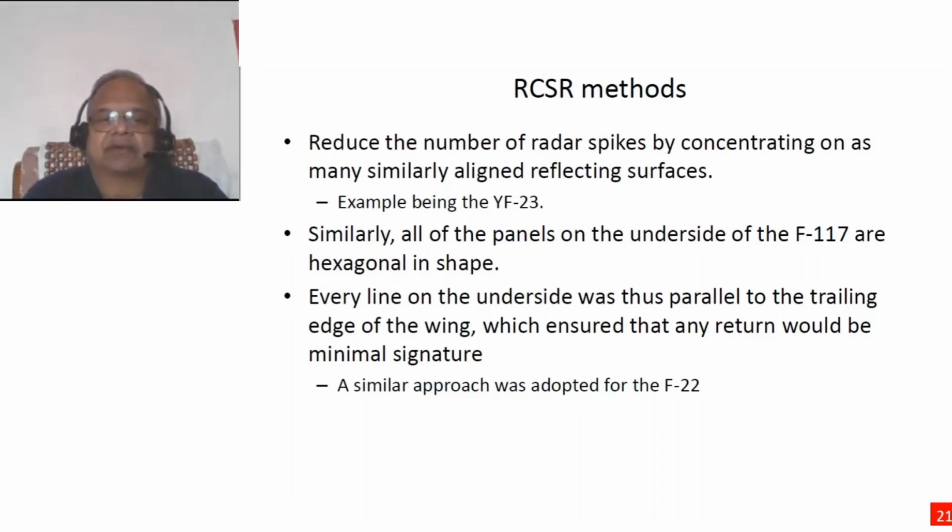Similar to this, all the panels on the underside of F-117 are hexagonal in shape, the panels which cover the wing and fuselage. Every line on the underside is thus parallel to the trailing edge of the wing, which ensured that any return would be minimal in nature. A similar approach is also adopted in F-22.